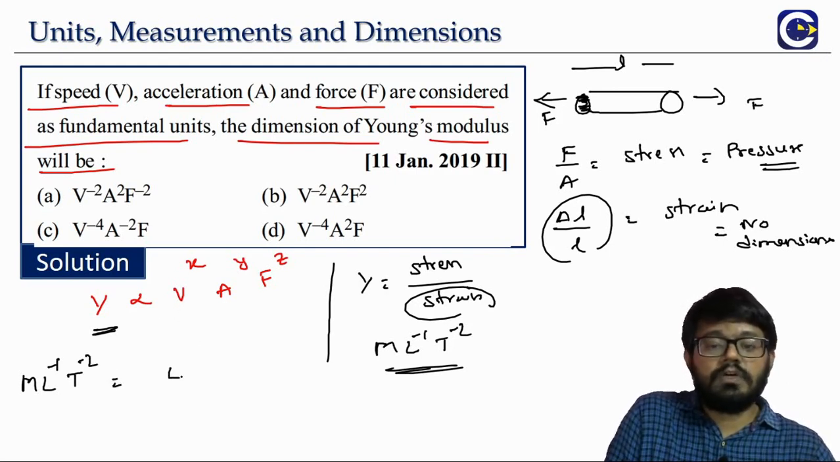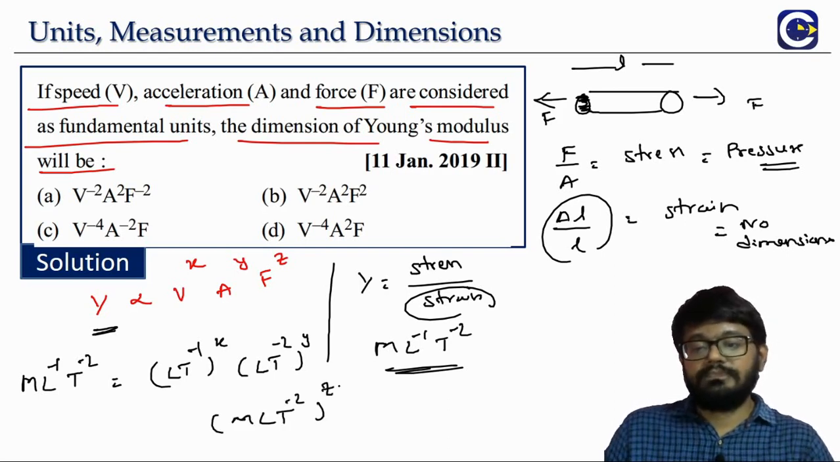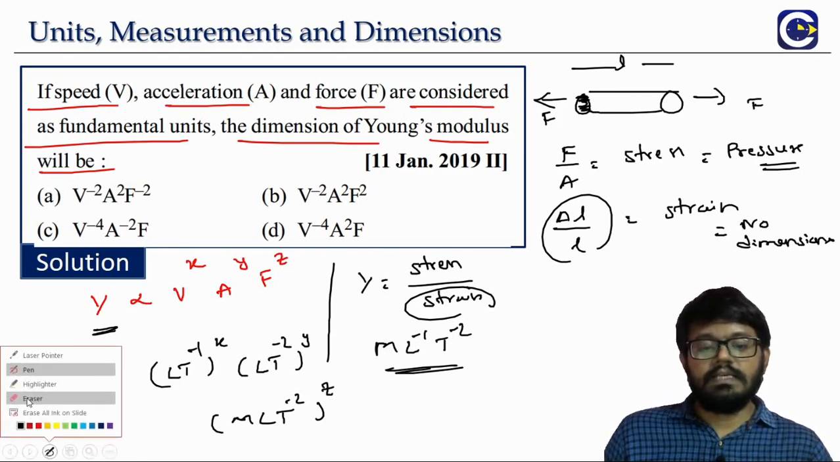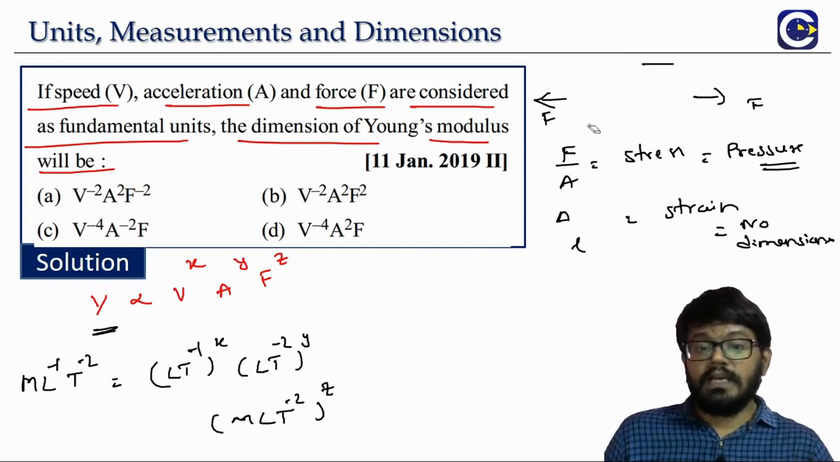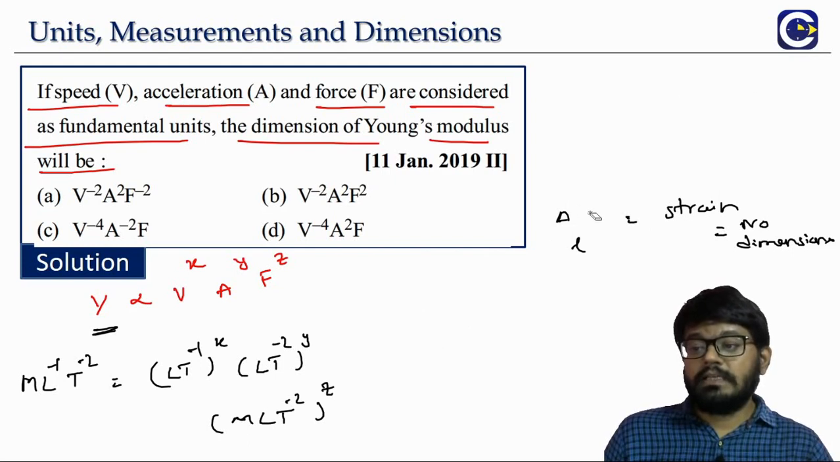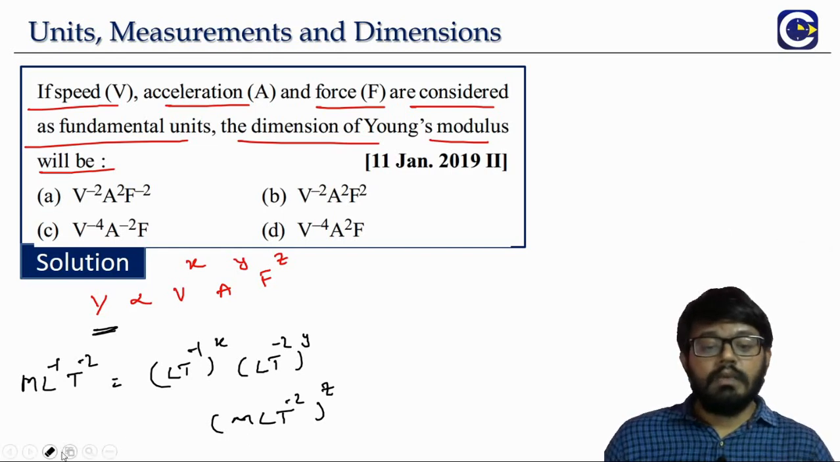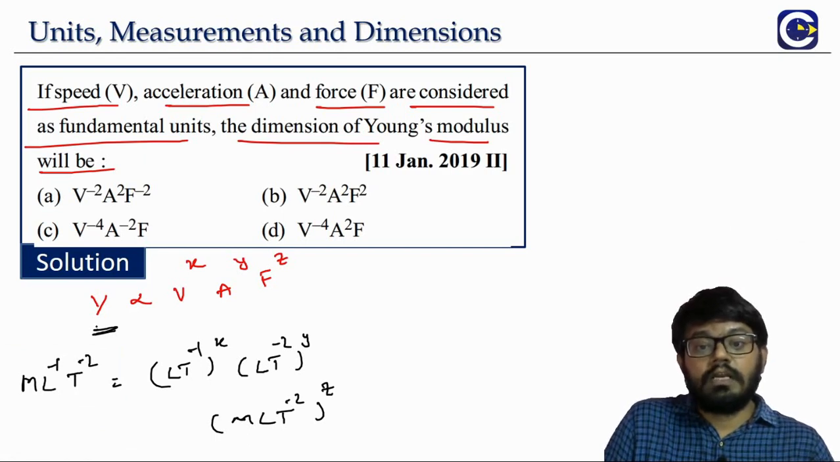Right side, speed means L T power minus 1, whole power x will come. Acceleration means L T power minus 2, whole power y will come. Force means M L T power minus 2, whole power z will come. Now what is our task here? We have to find the value of x, the value of y and the value of z. Already, in some of our previous problems in part 1 video also, we have seen that sometimes we might be able to arrive at the answer without even really solving for all the values. We will see here also. Maybe we can conclude the answer by just getting the values of x and y itself. We may not require to calculate z.